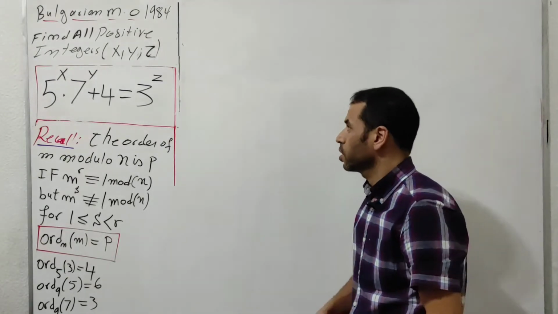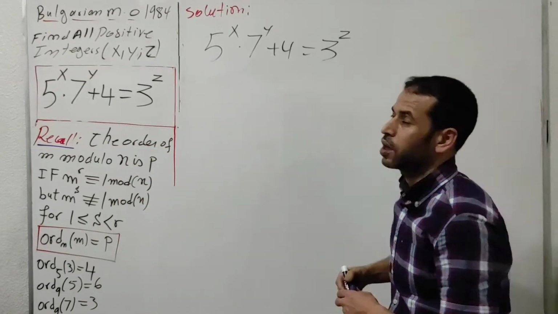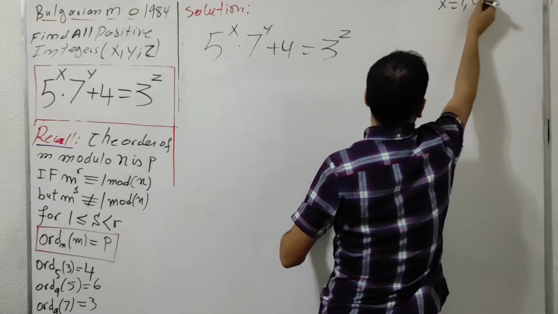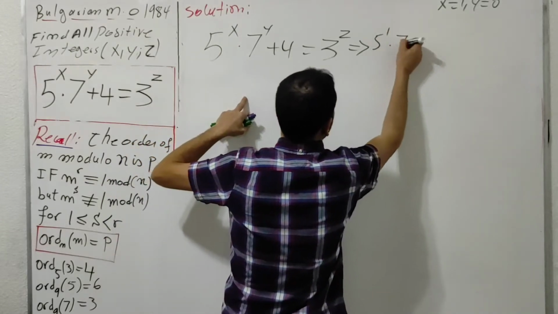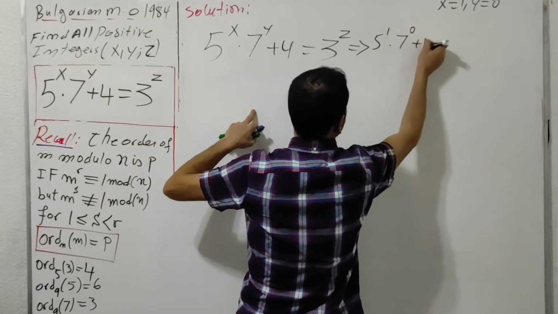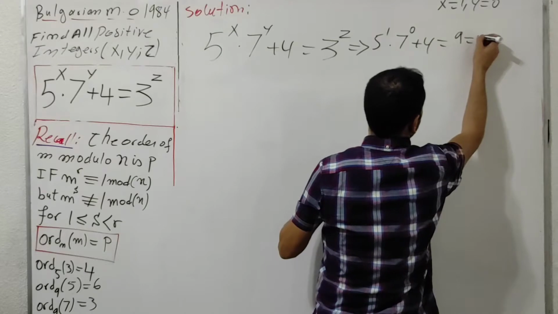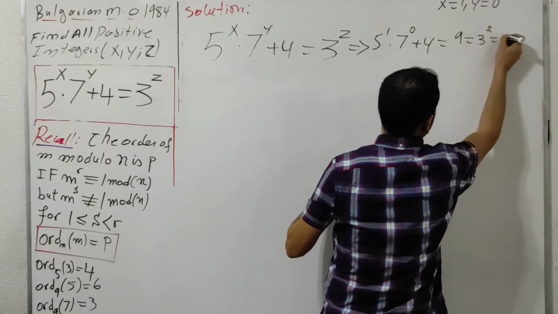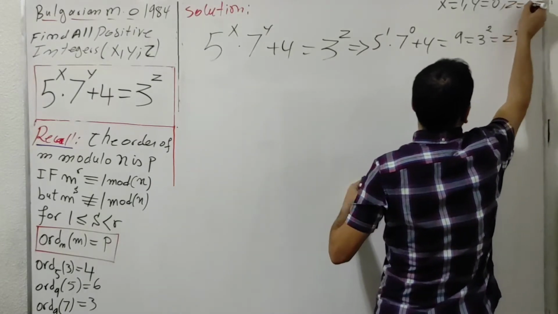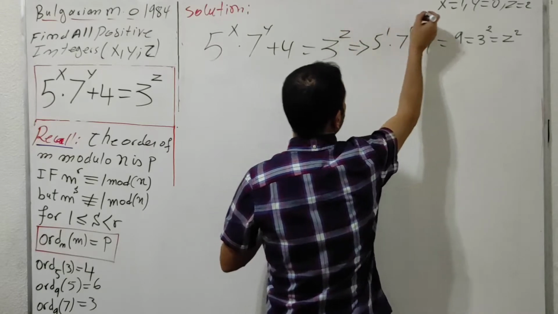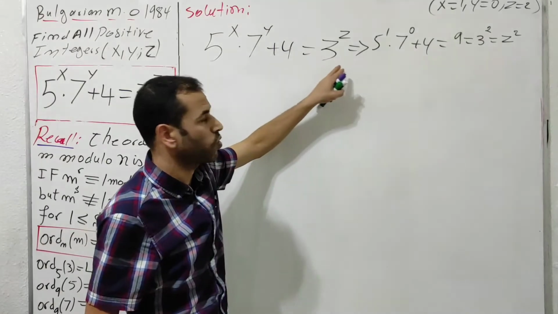Okay, let's get into the solution. Now we have this equation. The first step, I'm going to try the obvious cases. Let's try x equal to 1 and y equal to 0. I'm going to plug in x with 1 multiplied by 7 to the 0 plus 4. This gives 5 plus 4, which is 9. 9 is written in this form, 3 to the 2, which is 3 to the z. That means we found z also, z equal to 2. So we found the first solution.